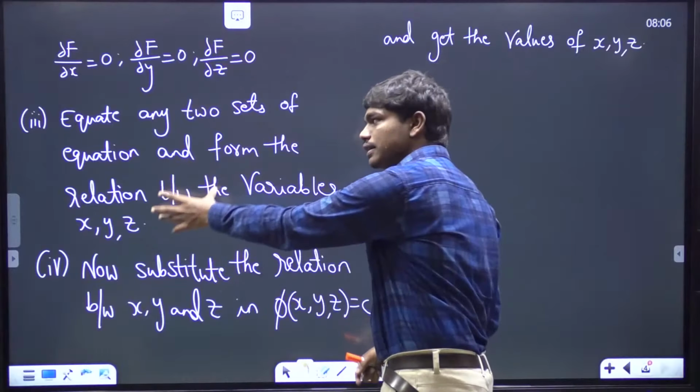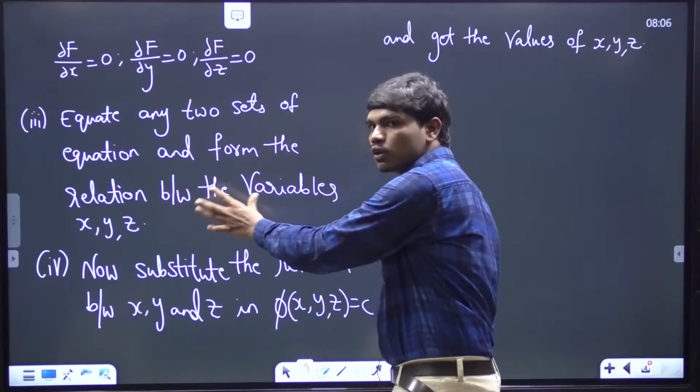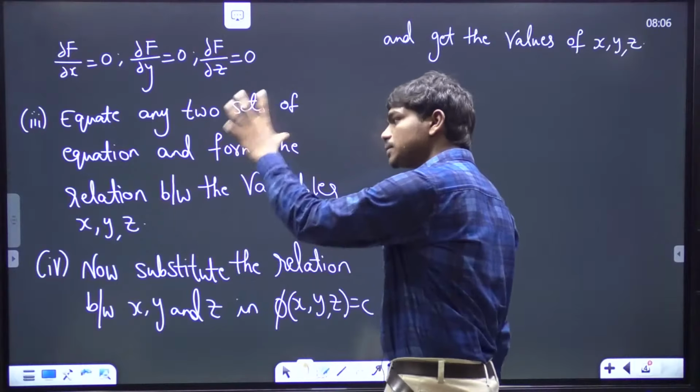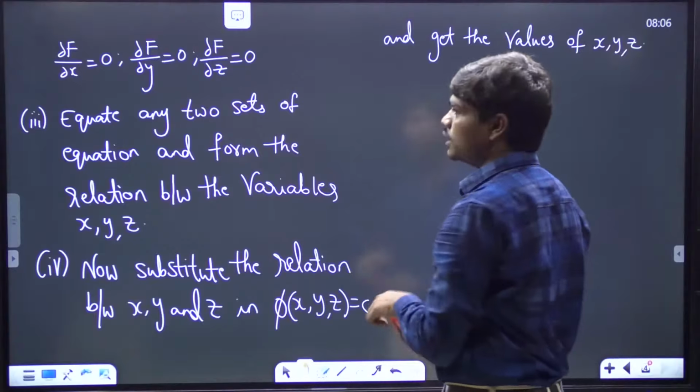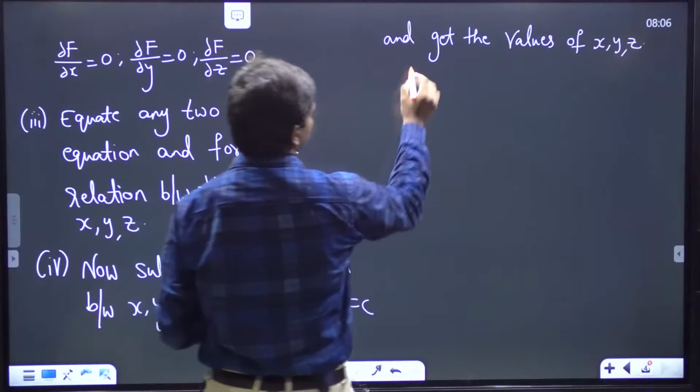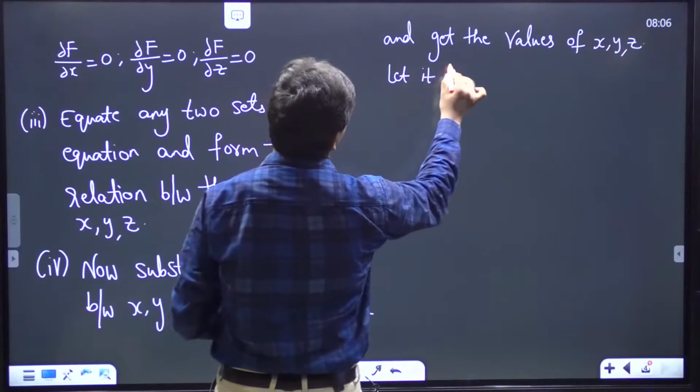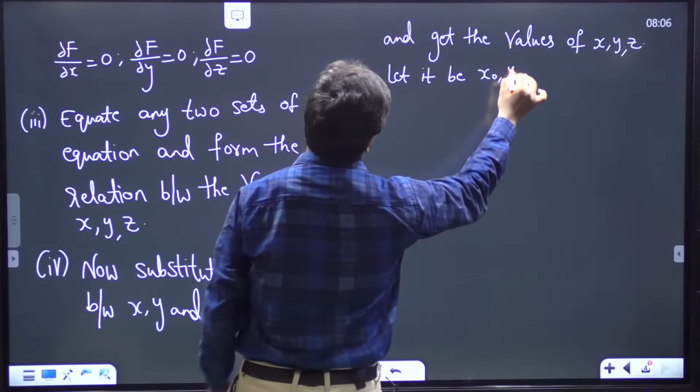See, basically, here we'll get only the relation between variables. We don't get the values of xyz. But now by substituting that relation between variables in this particular equation, then you will be getting the values of xyz. Okay, let it be x0, y0, z0.